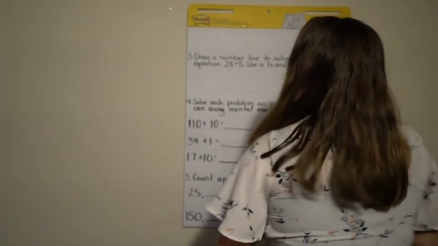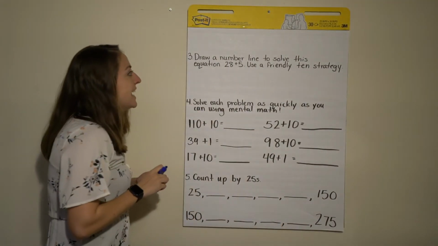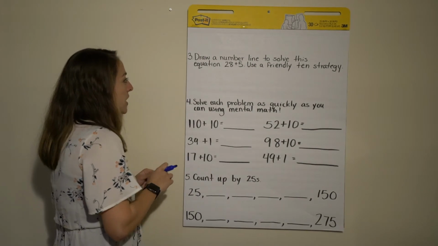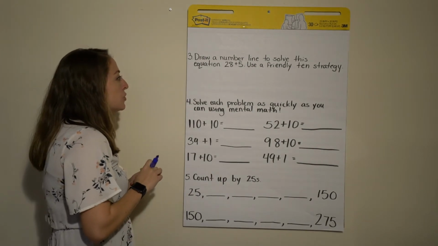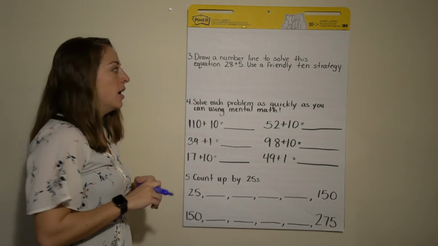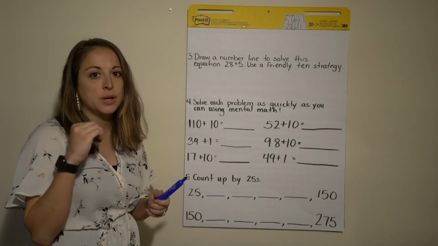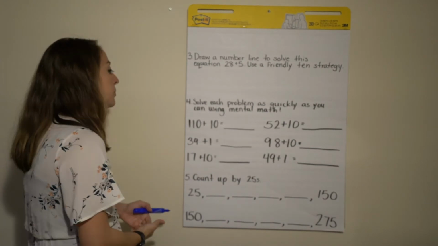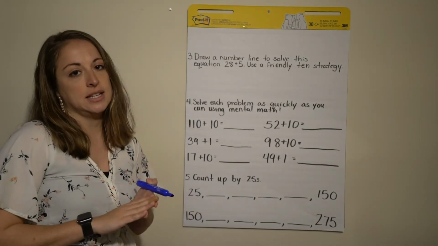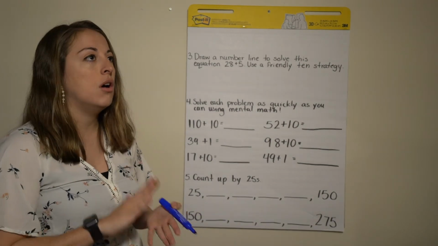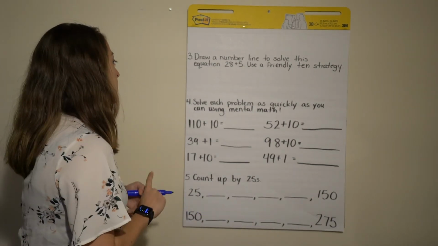Okay. It says, draw a number line to solve this equation, 28 plus 5. Use a friendly 10 strategy. Remember, a friendly 10 is when you have a 0 in the ones place. So, for example, 20 is a friendly 10. 50, 30, 80, 100. Those are all friendly 10s because it has a 0 in the ones place.